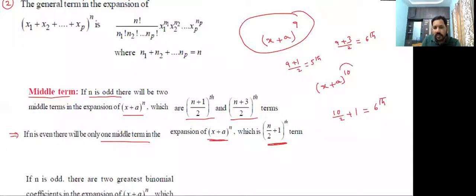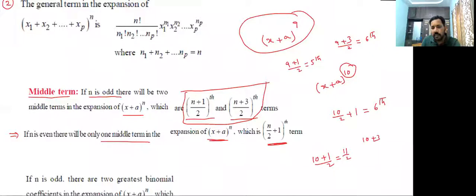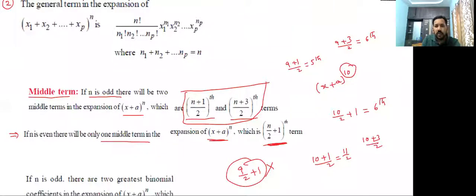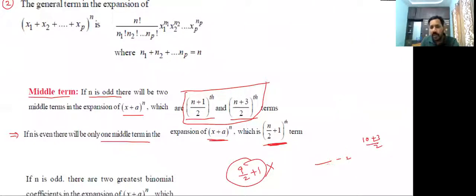Okay. If n is equal to 10, substitute here: (10 plus 1) by 2, 11 by 2, it cannot be divided. Yes or no? (10 plus 3) by 2 cannot be divided. On this basis also you can remember easily. If you take n value as odd, substitute here 9 by 2 plus 1, it also cannot give an integer. Yes or no? So if n is odd, there are two middle terms in that expansion. If n is even, only one middle term.